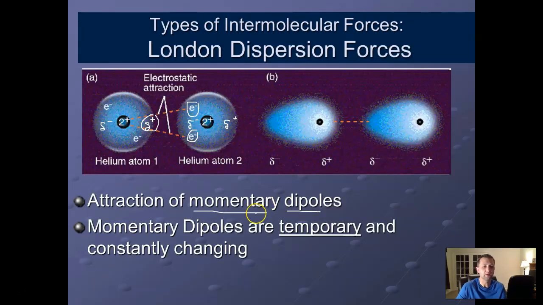Okay, momentary dipoles are temporary. Get that through the name: momentary, a brief moment in time, and they're constantly changing. So it's here, it's here, it's here, it's all over, okay? It happens very quickly. What we say here is that a temporary dipole in helium atom number 2, for example, will induce or create a dipole in the other helium atom.